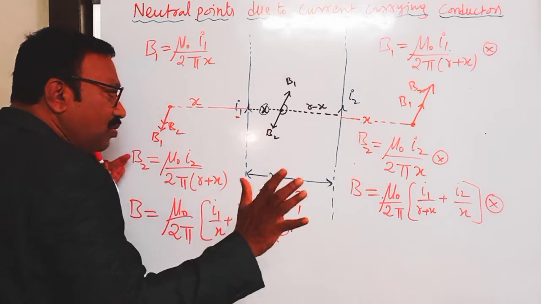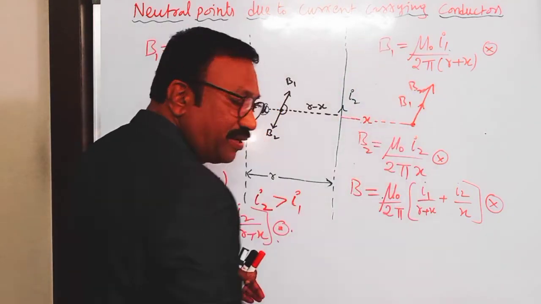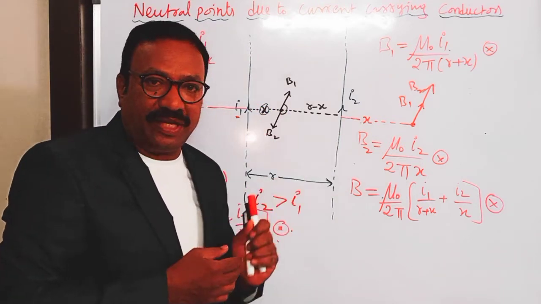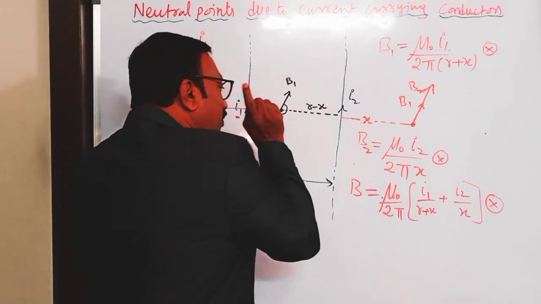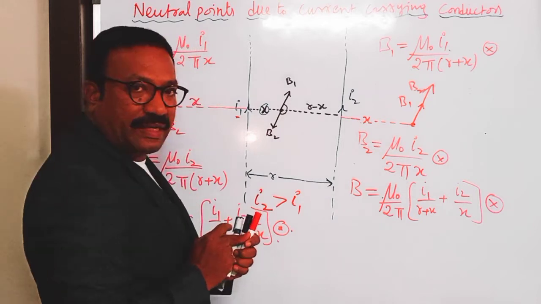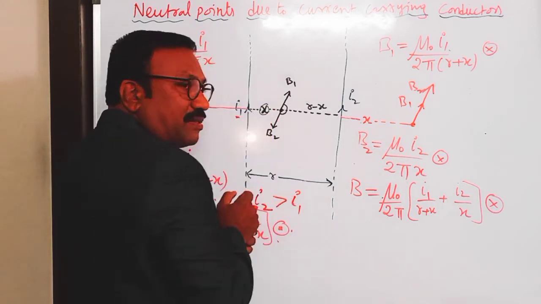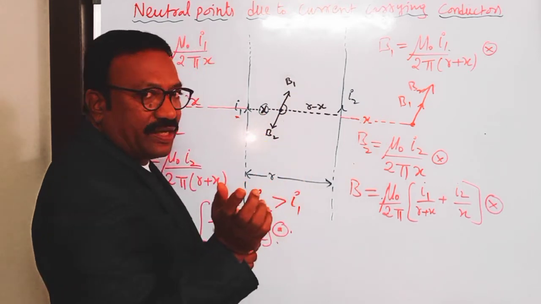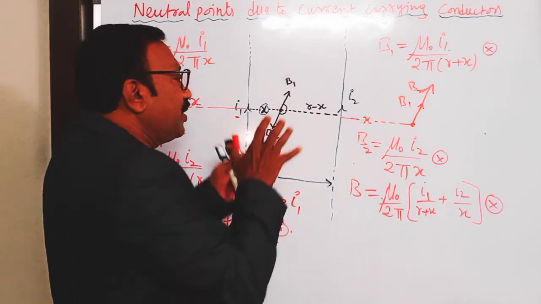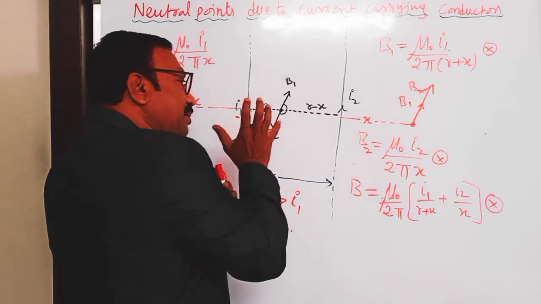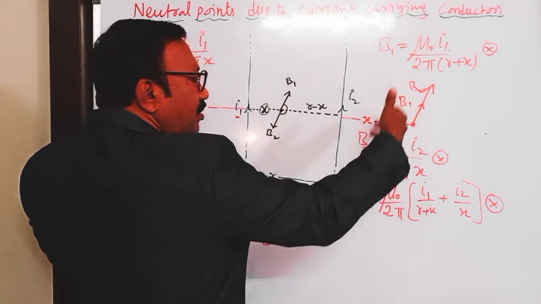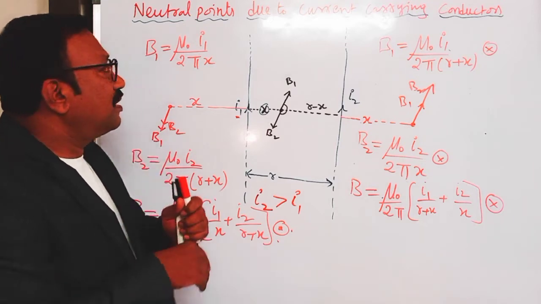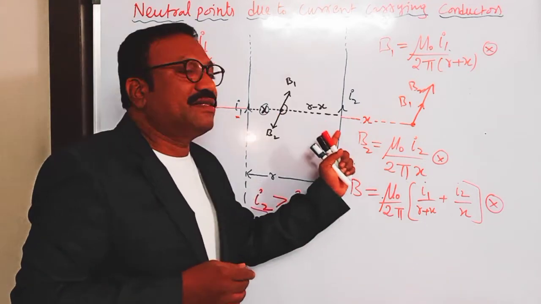There is no question of getting neutral points in this region because the fields are acting in the same direction, especially when currents are in the same direction. You will be getting only one neutral point, between the two current-carrying conductors at some distance. That neutral point can be calculated; I have already derived the formula. So here, if you want to find a resultant field, you have to subtract the fields. And if in this region you are finding a resultant field, you are adding the fields. So this is about the neutral point when currents are in the same direction.